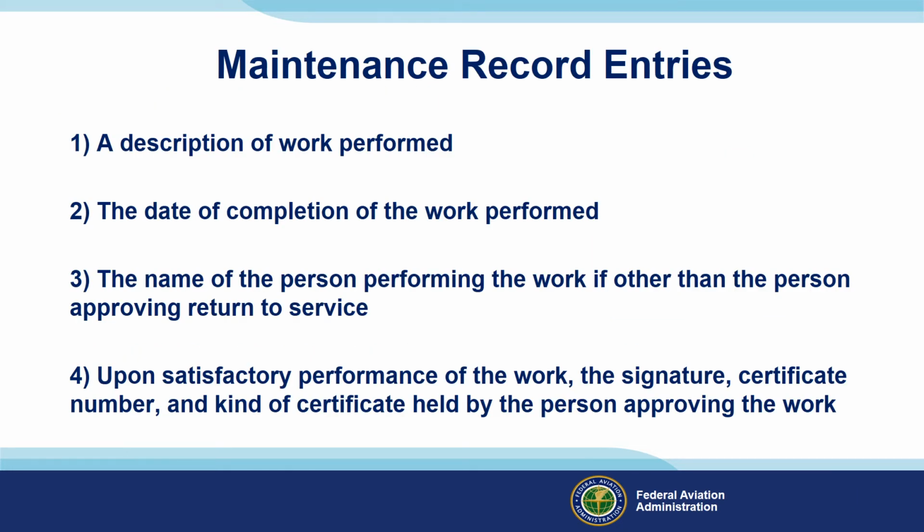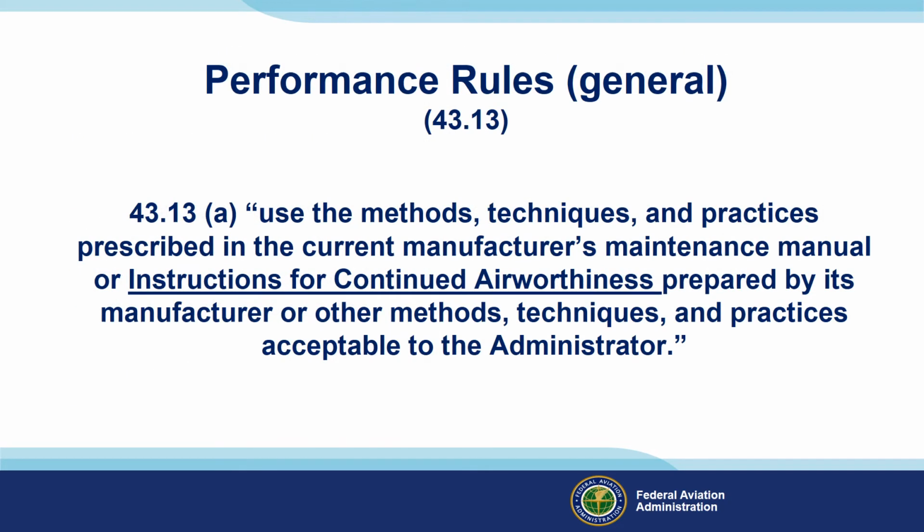Preventive maintenance requires record entries. Part 43 speaks to content, form, and disposition of maintenance, preventive maintenance, rebuilding, and alteration records. The 4 listed items on this slide are only paraphrased from Part 43. You must read the actual regulation to learn all the details of these minimum required entries. Also, Part 43 contains very important additional performance rules when performing preventive maintenance.